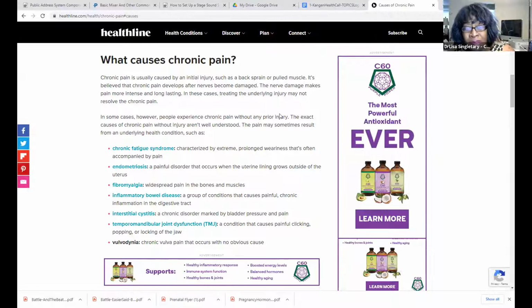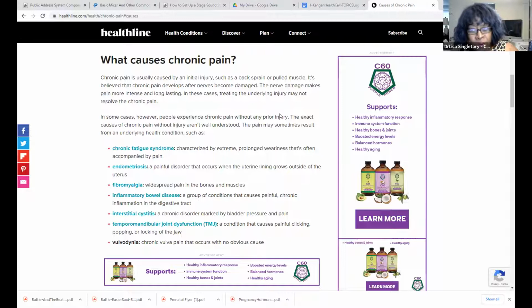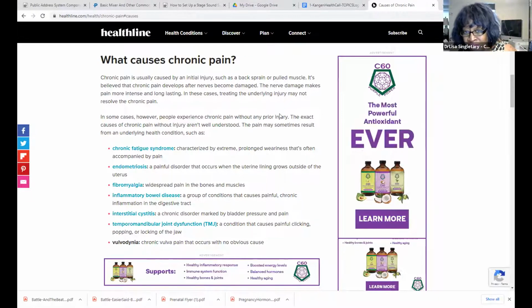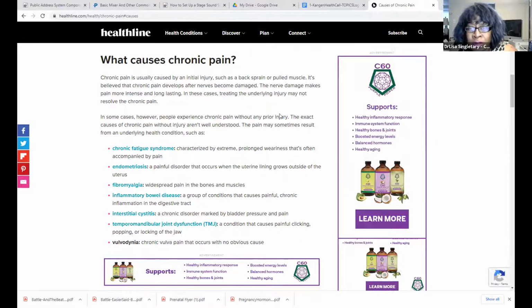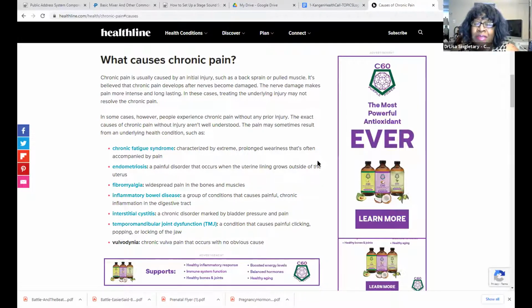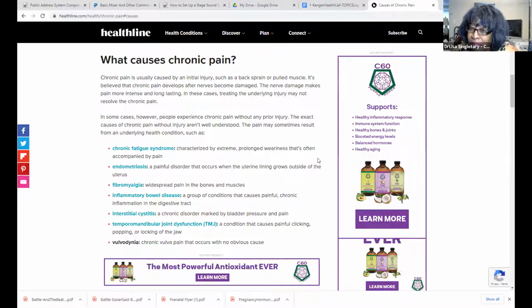Chronic pain is usually caused by an initial injury, such as a back sprain or pulled muscle. It's believed that chronic pain develops after nerves become damaged. The nerve damage makes pain more intense and long-lasting. In these cases, treating the underlying injury may not resolve the chronic pain. In some cases, however, people experience chronic pain without any prior injury. The exact causes of chronic pain without injury aren't well understood.